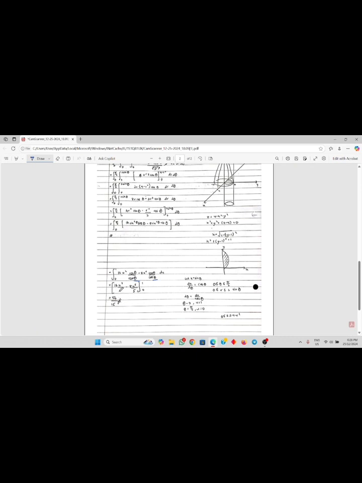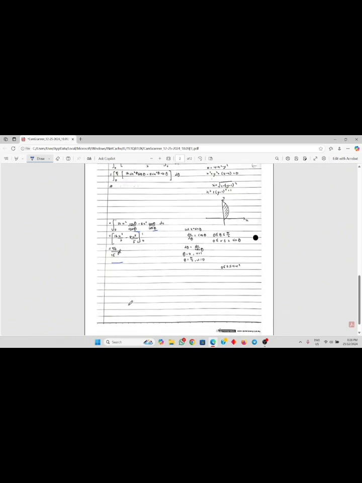So the final part, just integrate it, 16 times u to the power of 3 over 3 minus 8 u to the power of 5 over 5. So substitute the value of 1, and the final answer we will get is 56 over 15.